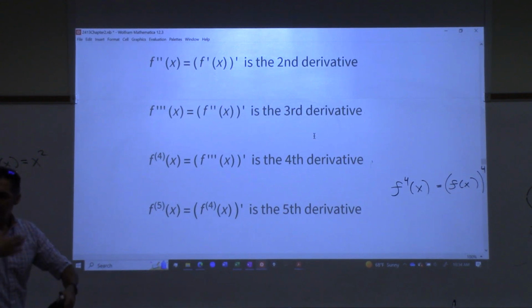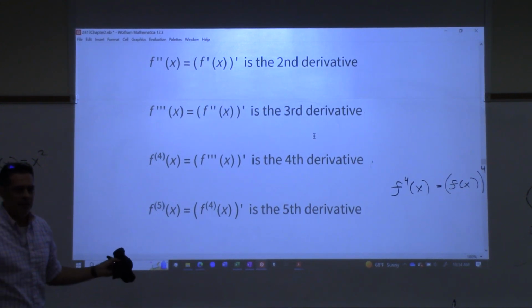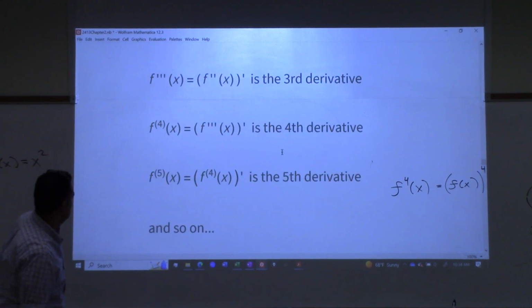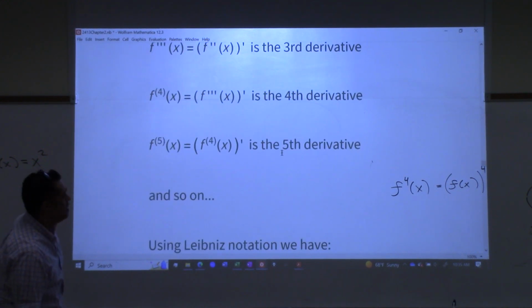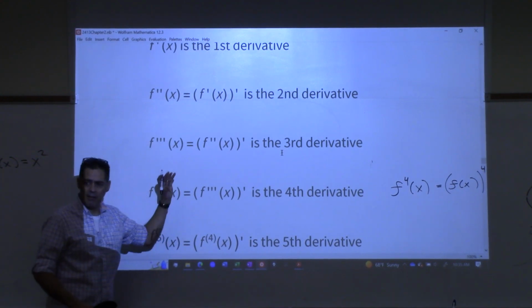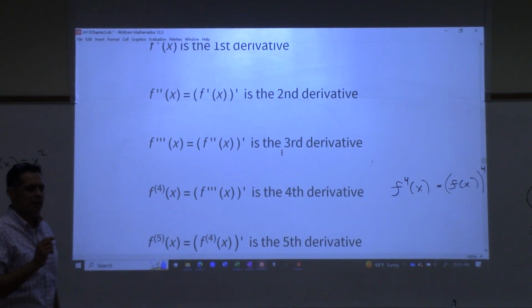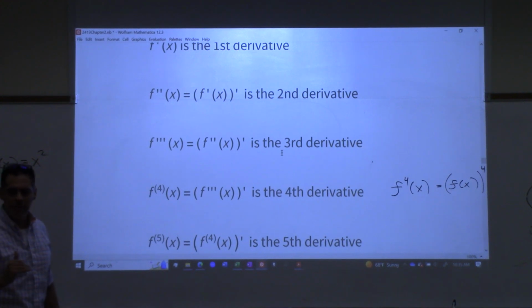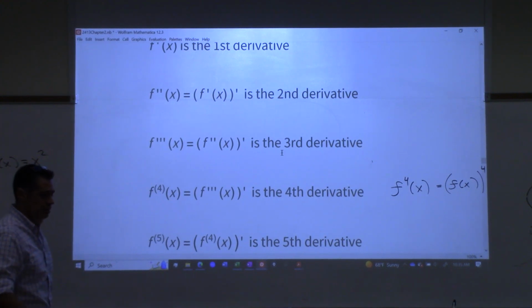Fifth derivative, 6th, 7th, 8th, 9th. There's no limit to how many derivatives you can take, and so on, right? Now, all of this notation I used right here was using the classic calculus notation. Let me show you what the higher order derivatives look like using Leibniz notation.